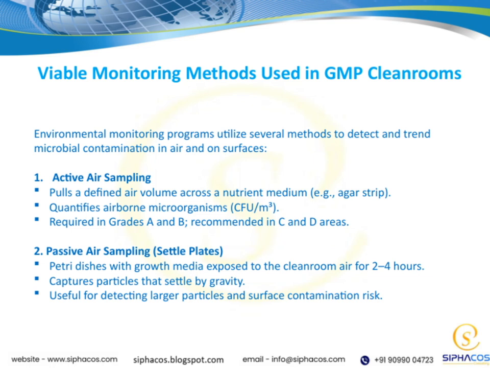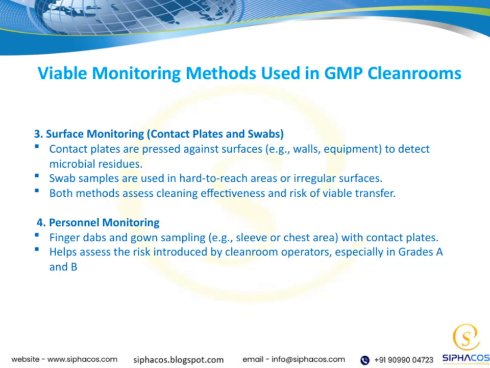It provides a different perspective compared to active sampling, especially in terms of assessing potential contamination that might settle onto surfaces or equipment. Both of these methods are vital tools within our GMP cleanroom monitoring programs, helping us maintain the stringent environmental controls necessary in pharmaceutical and biotech manufacturing. By combining active and passive sampling, we can get a comprehensive picture of microbial presence in the environment, ensuring we stay compliant and safe.